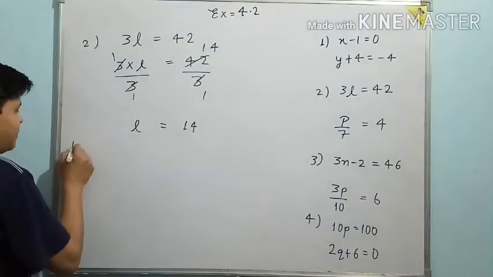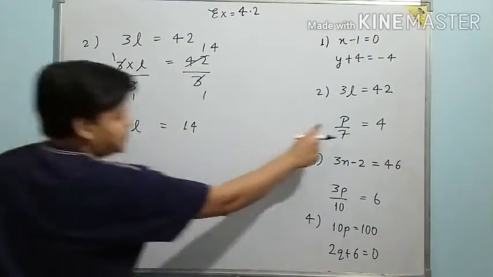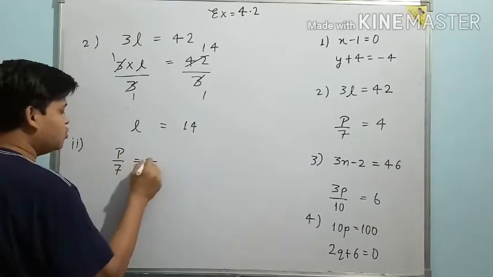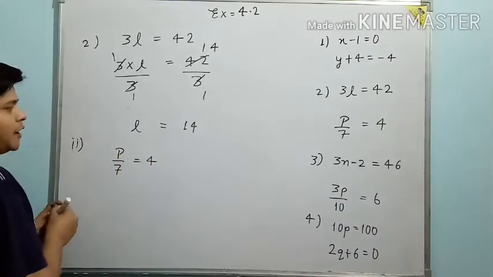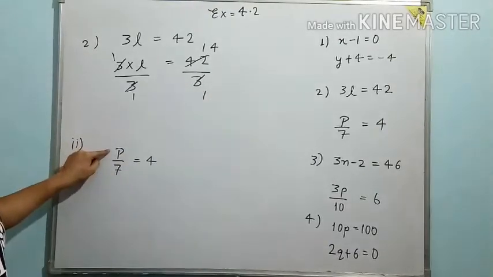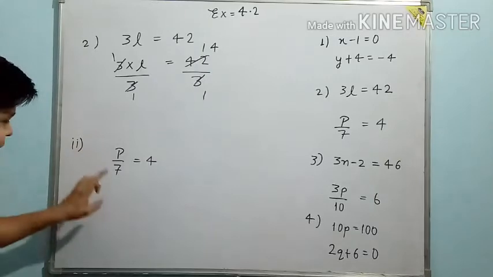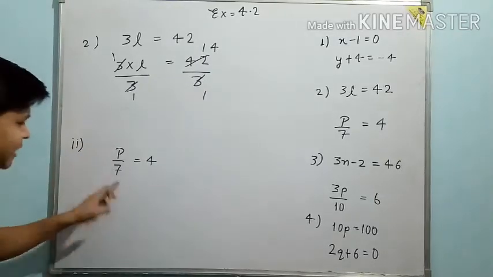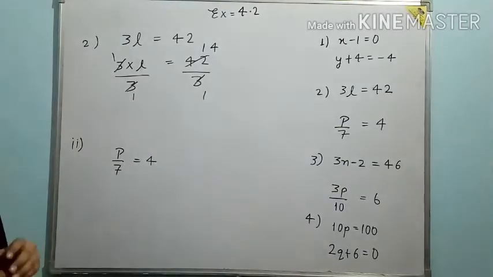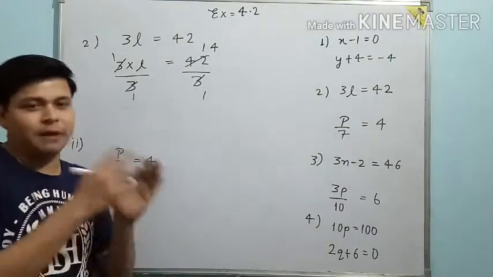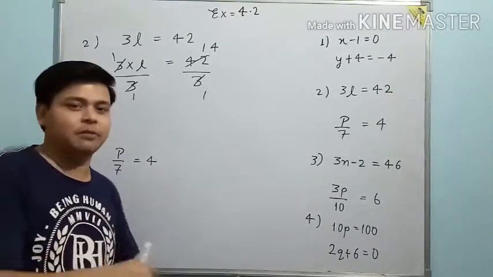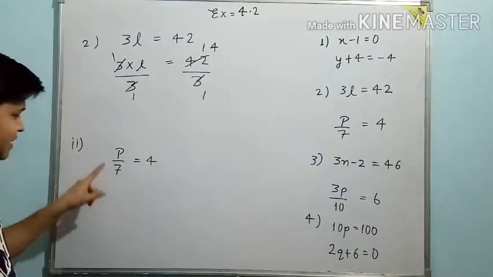Similarly, let's take the second part. This one, p upon 7 is equals to 4. Okay, so I'm just erasing it. So now the variable p is given to us, and this variable p is divided by 7 here. यानी यहाँ पर p का 7 से डिवाइड हो रहा है. तो as I told you, we have to do the opposite. प्लस होगा तो माइनस करना है, माइनस होगा तो प्लस करना है, मल्टीप्लाई है तो डिवाइड करना है, डिवाइड है तो मल्टीप्लाई करना है. So here p is divided by 7.